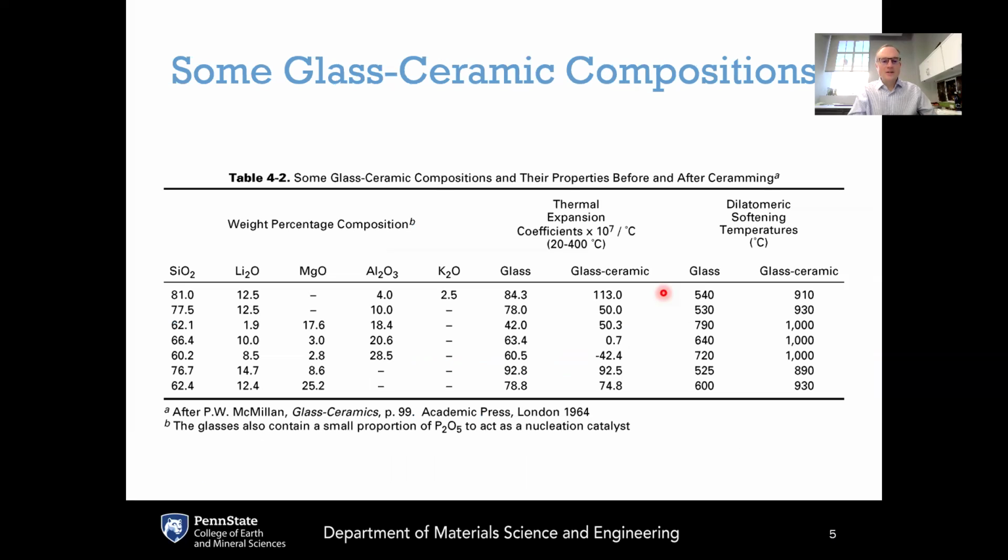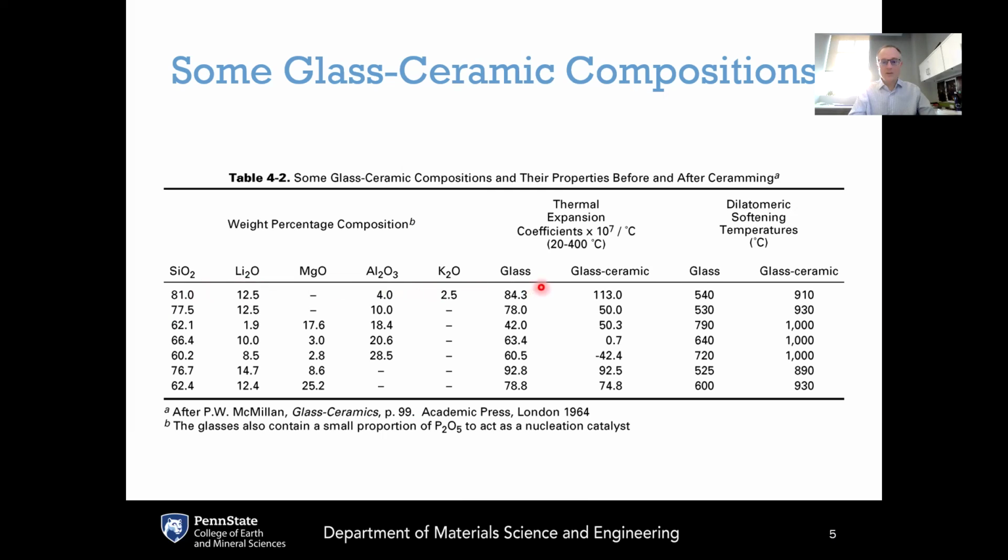This table, which is Table 4-2 from the book, shows just a few example glass ceramic compositions and some of the properties before and after the ceramming process. You'll notice that a lot of these are lithium silicate based systems. So lithium silicate is actually a really good base system for having good liquid state properties for forming the initial glass forming liquid into the glassy state, but then being able to control the nucleation and crystal growth processes.